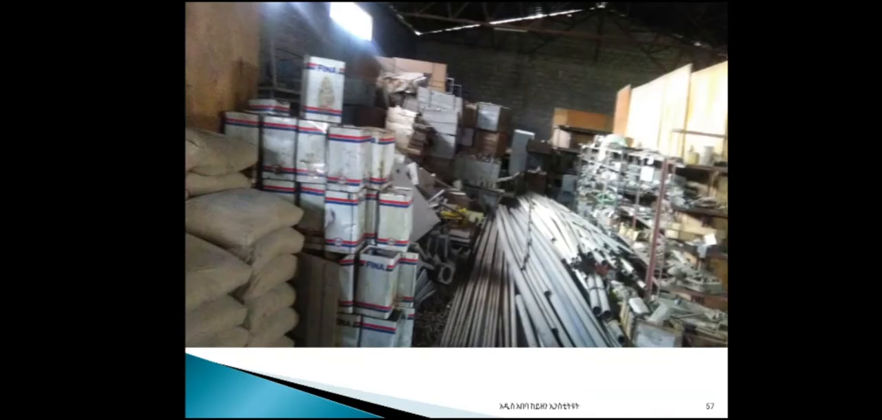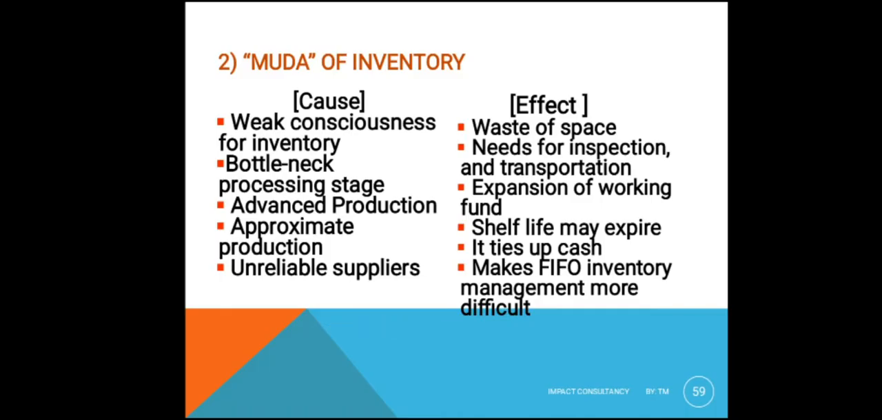This is an example image of waste of inventory. We see we recorded it in one organization, and some parts are invisible, so we cannot check what is there and what is not there. It is impossible to see from this image as you look in. The second part is the Muda of inventory.